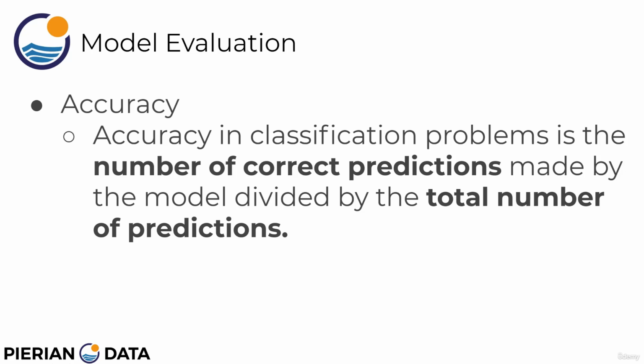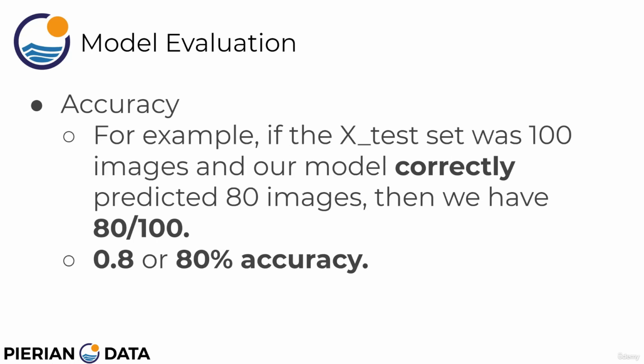Accuracy in classification problems is the number of correct predictions made by the model divided by the total number of predictions. So again, it's the number of correct predictions divided by the total number of predictions. Essentially answering the question, how many predictions did you get right as a percentage? So for example, let's imagine that our X test set was 100 images, and our model correctly predicted 80 images. Then we have 80 divided by 100, or 0.8, or 80% accuracy.